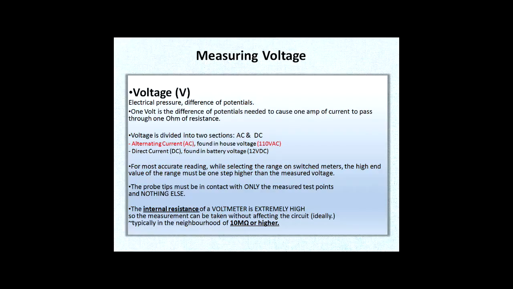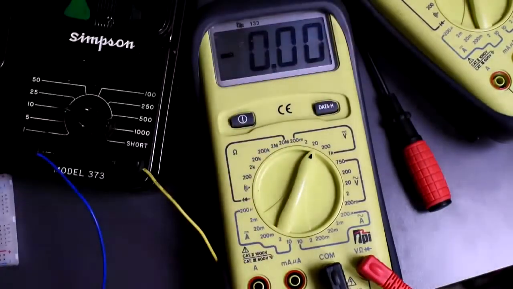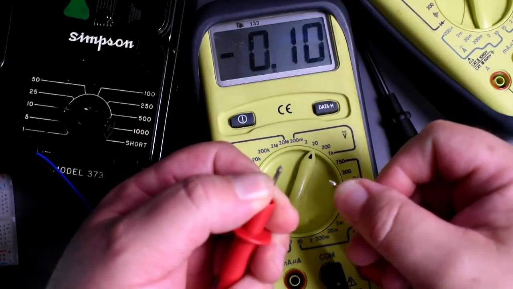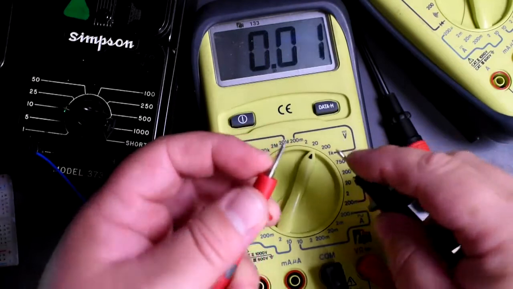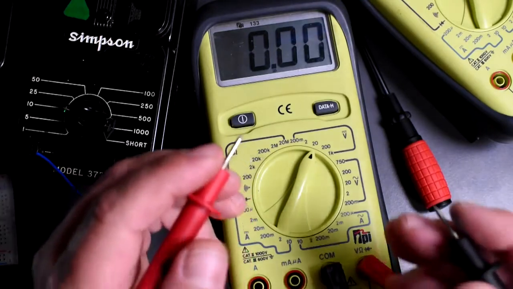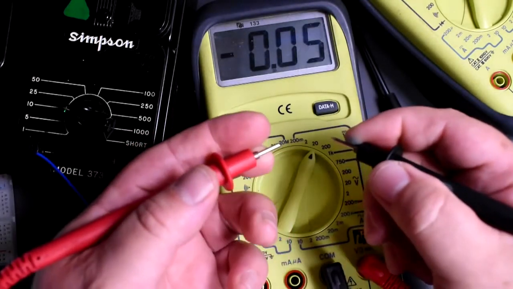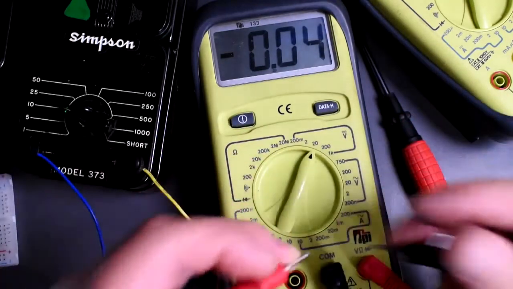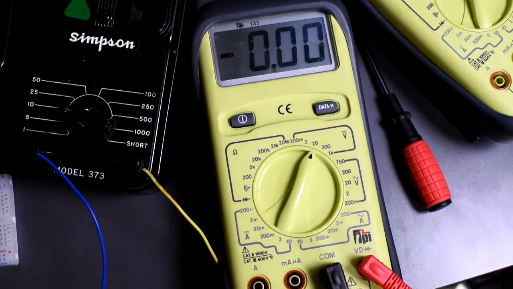So we took care of that. The probe tips must be in contact with only the measured test points and nothing else. Sometimes people are going to measure voltage and they're going to hold the probes like this. You're putting yourself in a circuit with that. If there is a voltage higher than 30 volts, then it actually becomes lethal to you, okay? And you don't want to even measure 100 volts like that, because you're putting yourself in the circuit. You're touching those probes while you are measuring something. So that's why we have those probes.